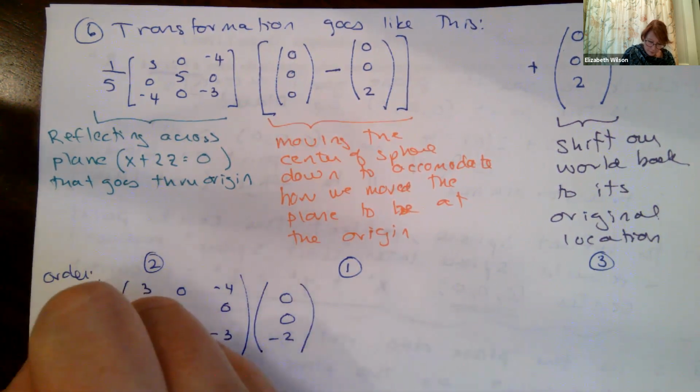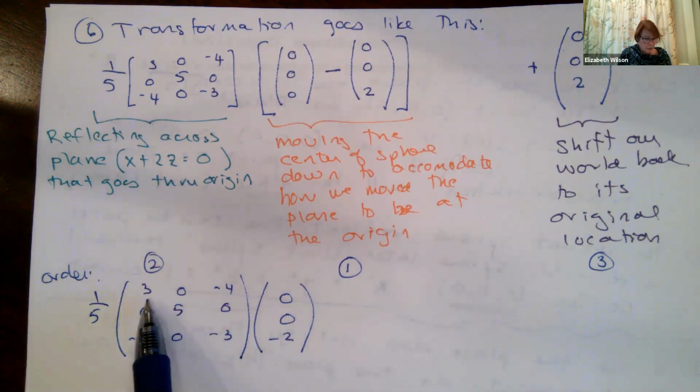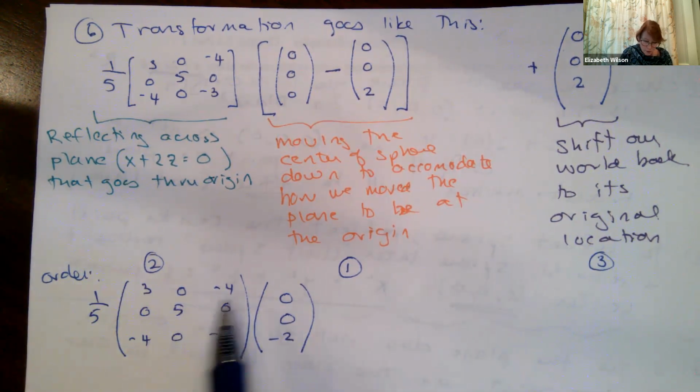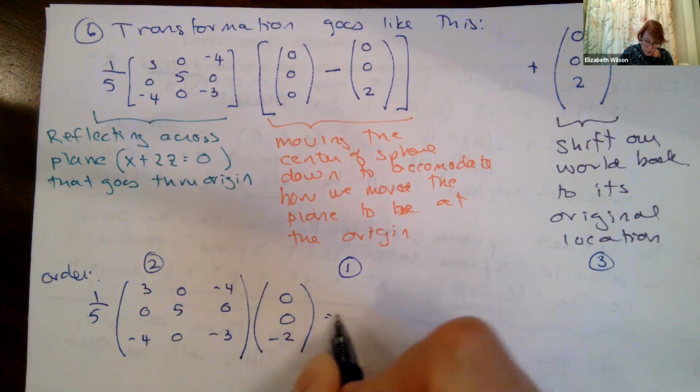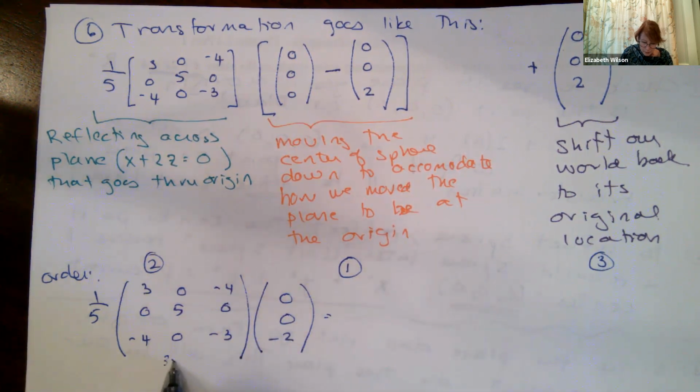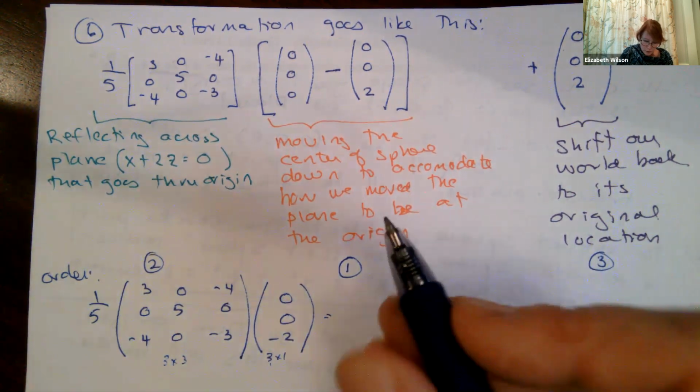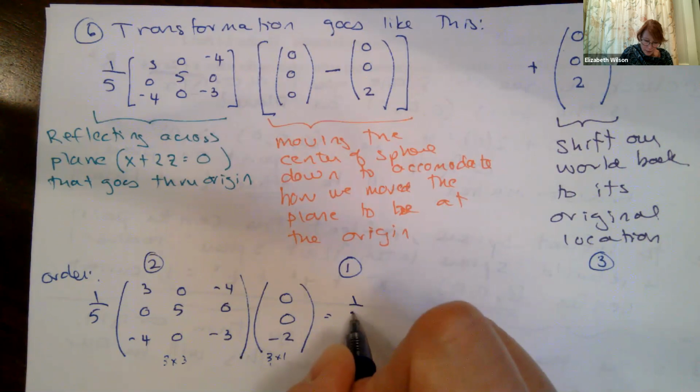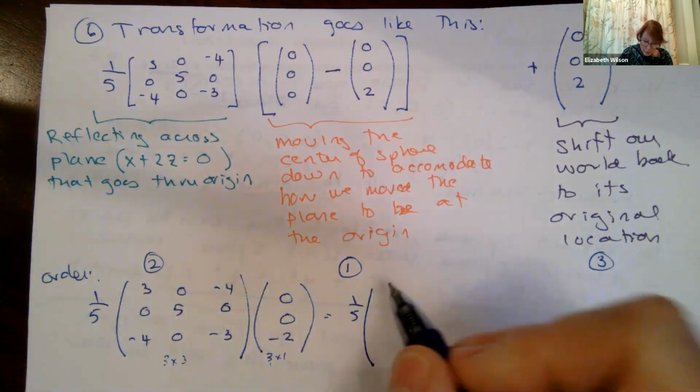Get your 1/5. Okay. So remember how we do this, right? Let's just check. This is a 3 by 3. This is a 3 by 1. The inner dimensions agree. The outer dimensions tell me my answer is going to be a 3 by 1. So I'll multiply the 1/5 later.